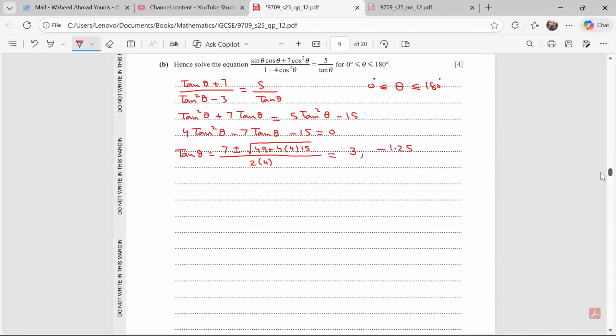You see how the graph of tangent theta goes. If this is my x-axis and this is the y-axis, with 90 and 180, remember the graph of tangent goes something like this. I'm not very good with drawing, especially with this pen. And then it approaches.